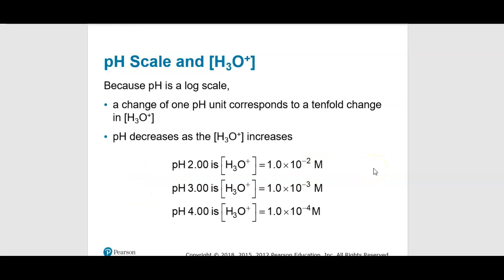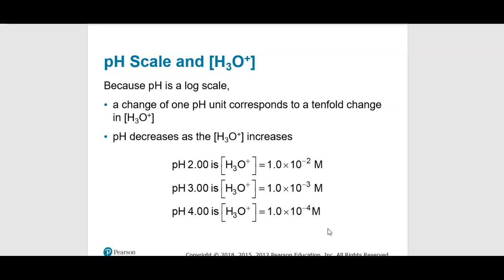So here we have some of these pH values, and you can write them off from just knowing the pH. You just know that it's an exponent of 10. Now there's another important thing though. A change of 1 pH unit corresponds to a 10-fold change in hydronium ion concentration. So you see what's happening here. A pH of 2 is 1 times 10 to the minus 2. A pH of 3 is 1 times 10 to the minus 3. A pH of 4 is 1 times 10 to the minus 4. So as the pH goes up, the hydrogen ion concentration goes down. But these are factors of 10.